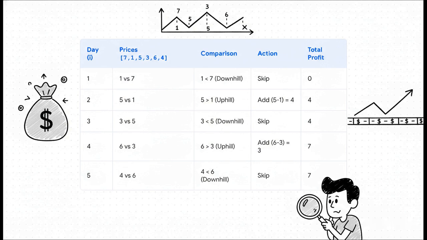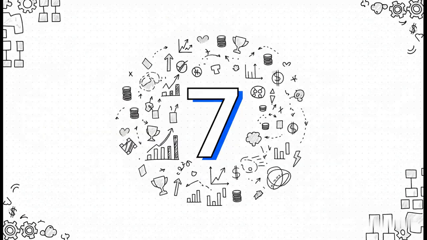Next, day 3. Price drops from 5 down to 3. Downhill again, so we skip it. Our profit stays at 4. Then, on day 4, another jump. It goes from 3 all the way up to 6. So we add that difference, which is 3. Our total profit is now 4 plus 3. That gets us to 7. And finally, day 5. A little drop from 6 to 4. Downhill, so we skip. And there we have it.